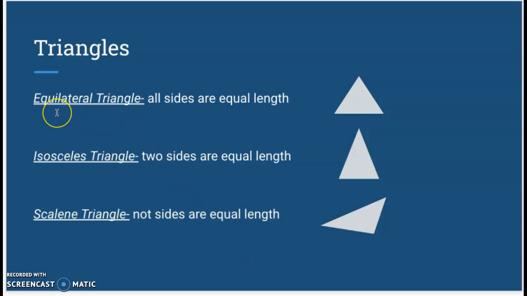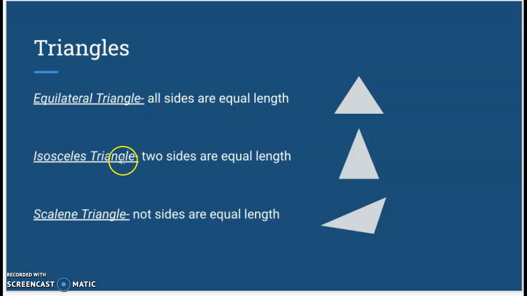So let's point out a couple of these words. Our first word is equilateral. An equilateral triangle means that all the sides are equal length. If you notice this triangle on the right hand side, you have all three of these sides being exactly the same. That would also mean that all three of these angles on the inside are the same. They would all be 60 degrees.